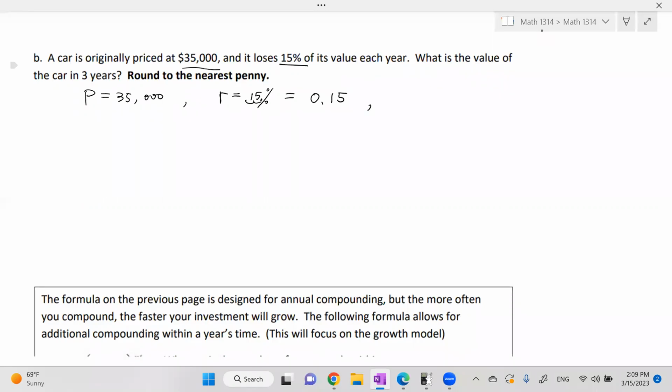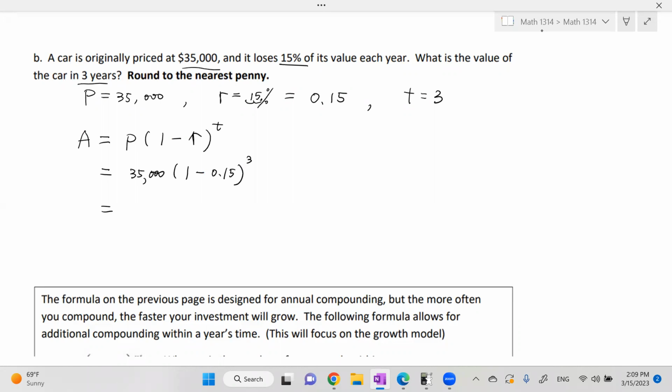How about the next information? 3 years. That's a T. That's a 3. Which formula am I using? The decay one: P times 1 minus R to the T. So we have 35,000 multiplied by 1 minus 0.15 to the T, which is 3.